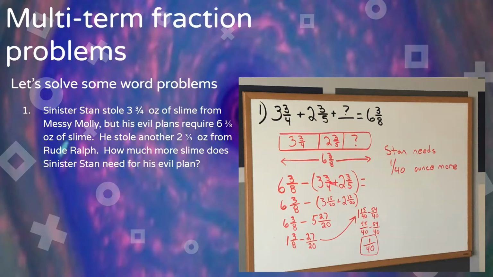So let's think about this. When we have our known whole and we have our other parts and we just want to solve for the part we don't know, what are we going to do?